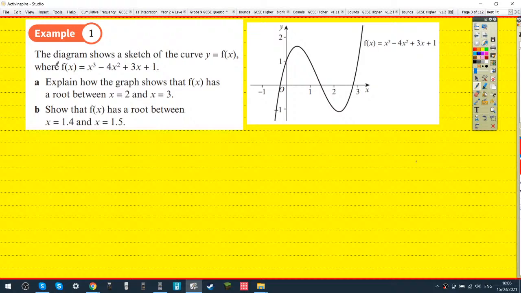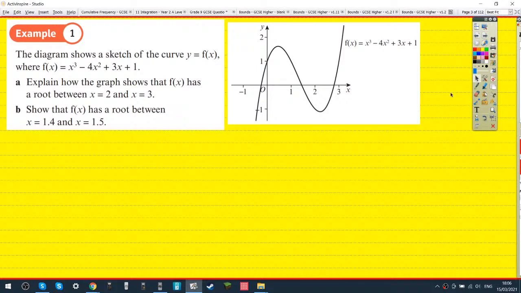Just sub in both 2 and 3 in the equation. Well, they're referring to the graph. You are correct, but they're referring to the graph. So graphically, how do you know there's a root between x is 2 and x is 3? Because it goes through those 2 points. Yeah, it's literally there. There's the root. And okay, how do we do b?